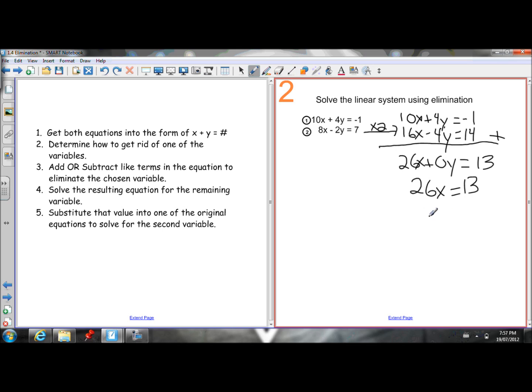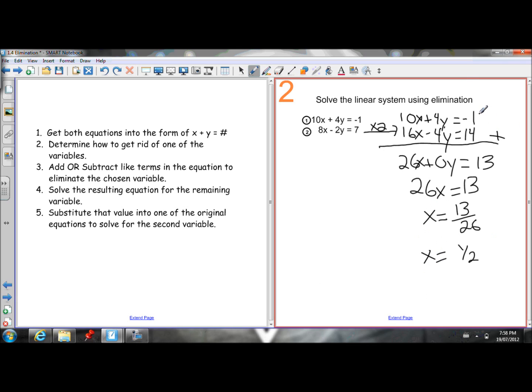Get the x by itself, divide 26 to the other side. 13 divided by 26. 13 goes into both the numerator and the denominator, so divide both by 13 to get it in lowest terms, and that gives me 1/2. So x is a half. That is the x-coordinate of where the lines will intersect.